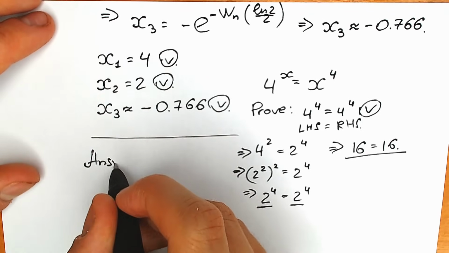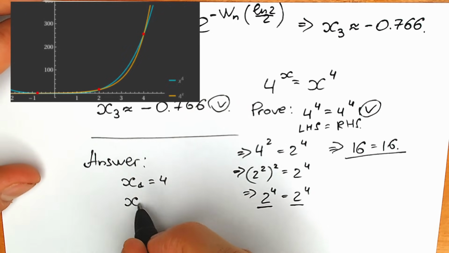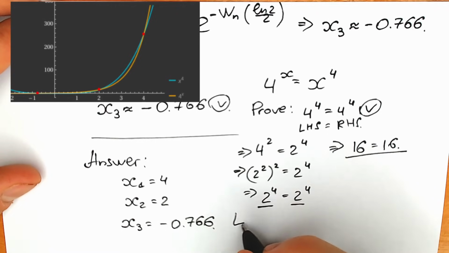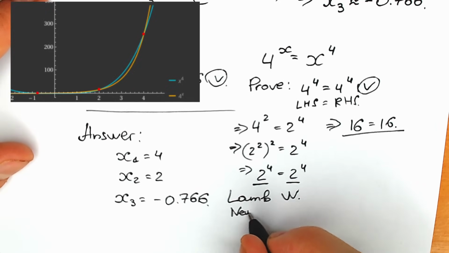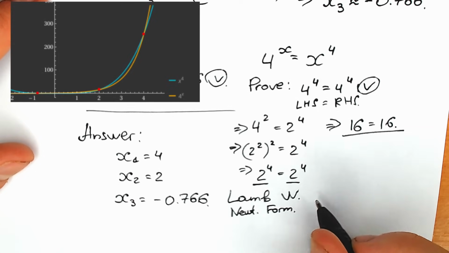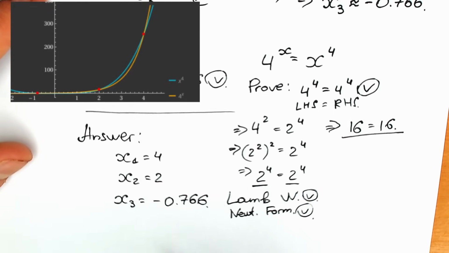So let's write our final answer to this question. We have x first equal to 4, x second equal to 2, and x third equal to minus 0.766. Of course, there's a way to solve this question with Newton's formula. You can easily find this root with Newton's formula, but I showed you how you can solve this question with the Lambert W function. You can write your thoughts about Newton's formula down in the comment section. How can we find this root?